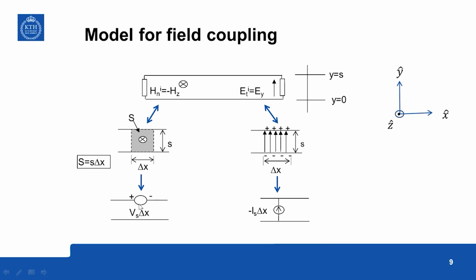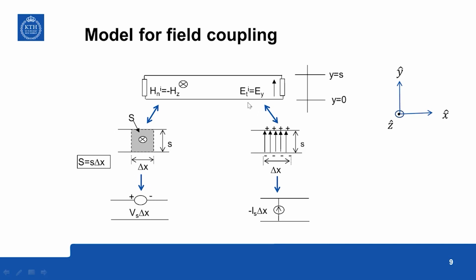So this voltage source we write as, if Vs is the per unit length induced EMF, then we multiply it by delta x, because it is proportional to this delta x. So Vs delta x is a small elemental voltage source. Total surface area is given by small s times delta x.